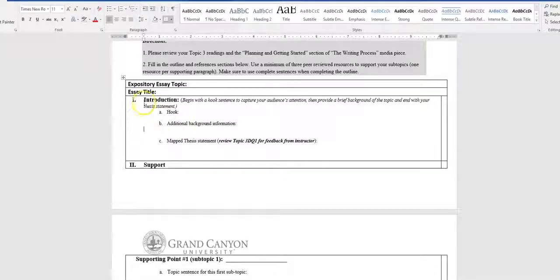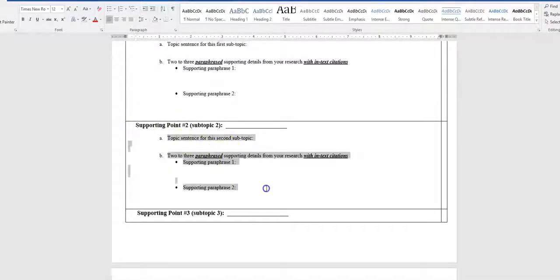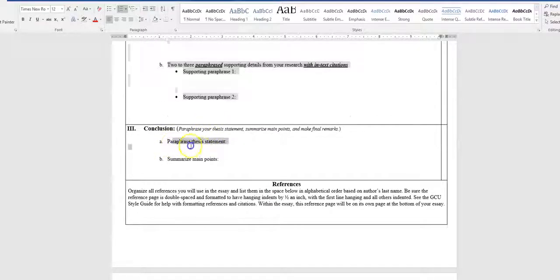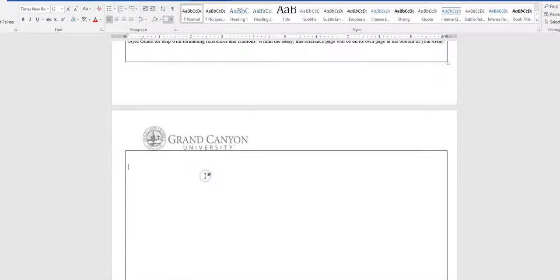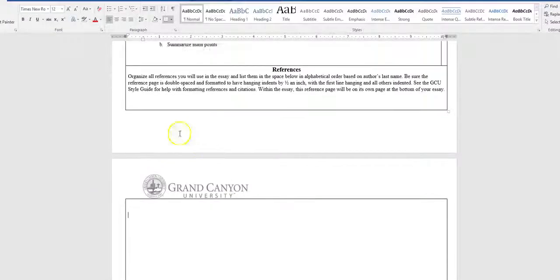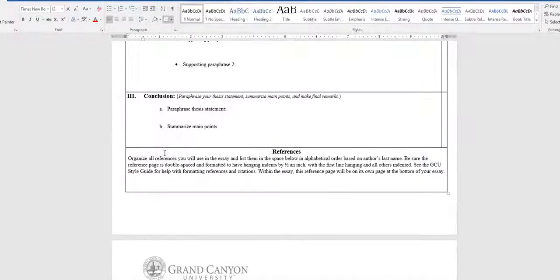Now, paragraph 1 on your essay will be the introduction. Paragraph 2 will be your first subtopic. Paragraph 3 will be your second subtopic. Paragraph 4 will be your third subtopic, and then your fifth and final paragraph will be the conclusion. And then you want to put your references, same references you've been using since week 1 and week 2. You'll just put them here in alphabetical order by last name, okay? And we'll go over that in a second.